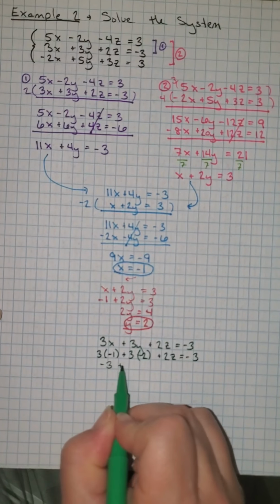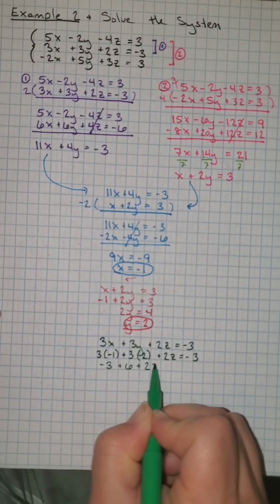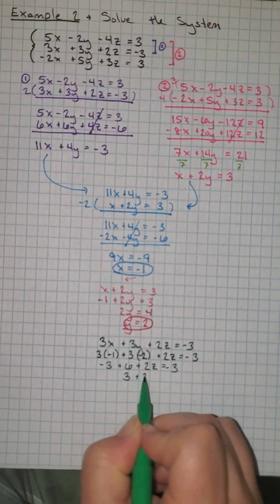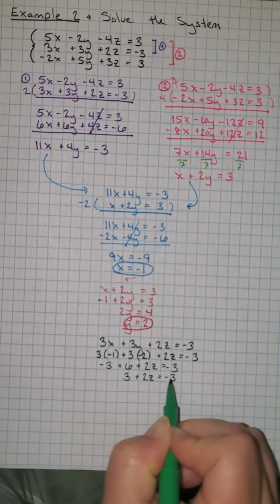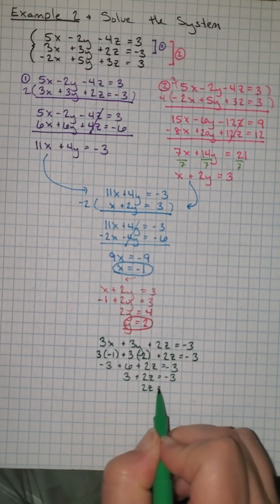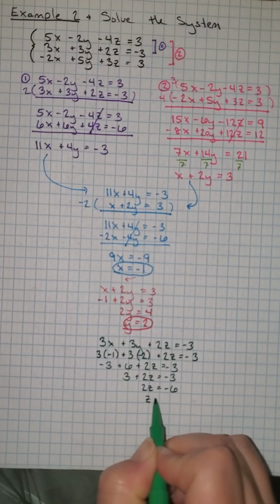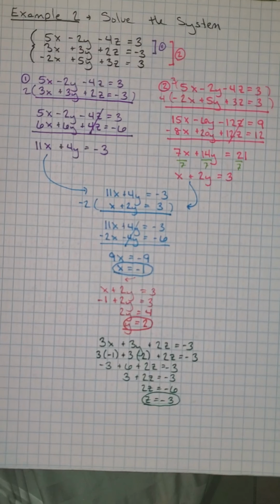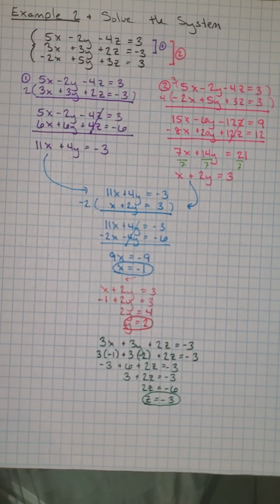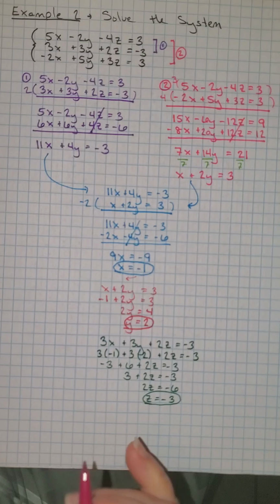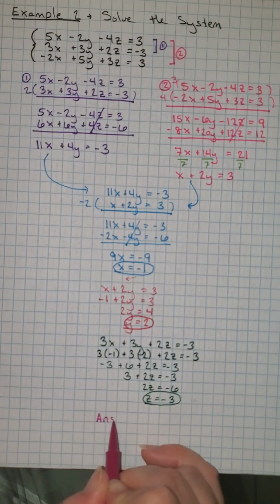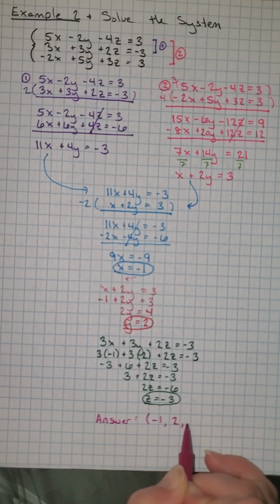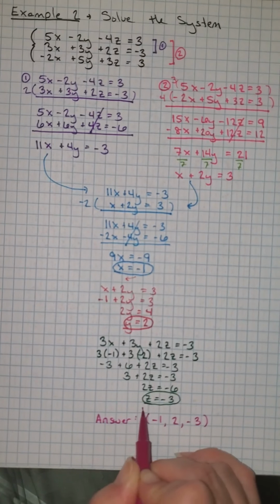So negative 3 plus 6 plus 2z equals negative 3. 3 plus 2z equals negative 3. So 2z is negative 6 when you subtract the 3. Divide by 2 and you get z is negative 3. So our final answer, putting it in x, y, z, is (-1, 2, -3).